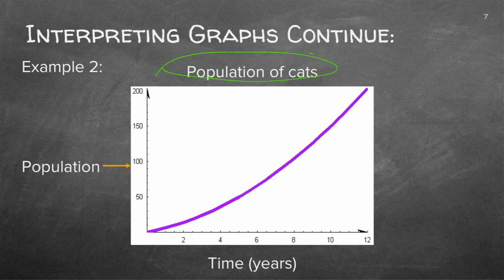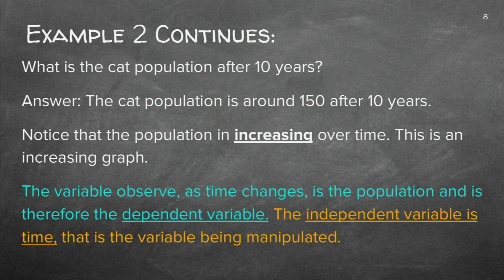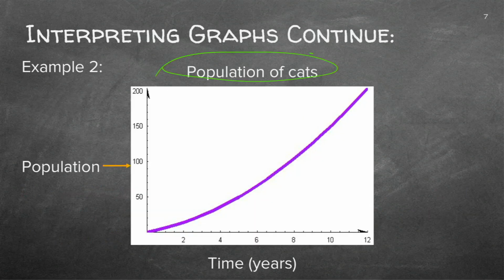Let's answer some questions here. What is the cat population after 10 years? How do we measure that? We go to 10, and it's always good to take your ruler to draw a line up to the graph, and then you draw a line across, and there's our answer. So the cat population after 10 years was 150.